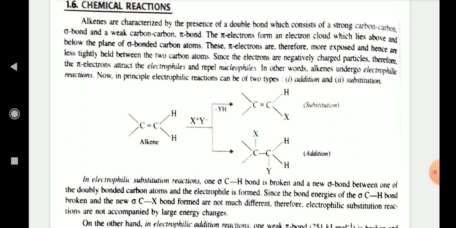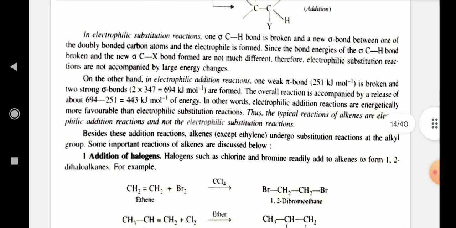Now, in principle, electrophilic reactions can be of two types: addition and substitution. In electrophilic substitution reactions, one sigma carbon-hydrogen bond is broken and a new sigma bond between one of the doubly bonded carbon atoms and the electrophile is formed. Since the bond energies of the sigma carbon-hydrogen bond broken and the new sigma carbon-halogen bond formed are not much different, therefore electrophilic substitution reactions are not accompanied by large energy changes.